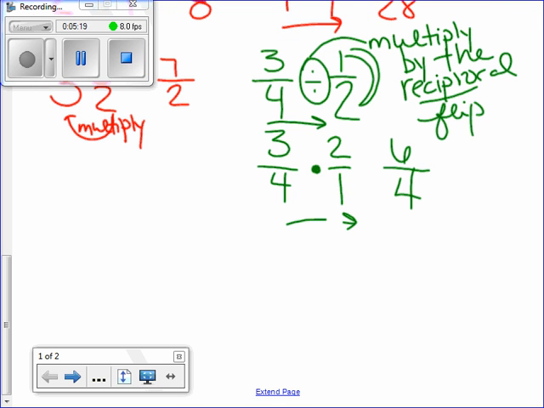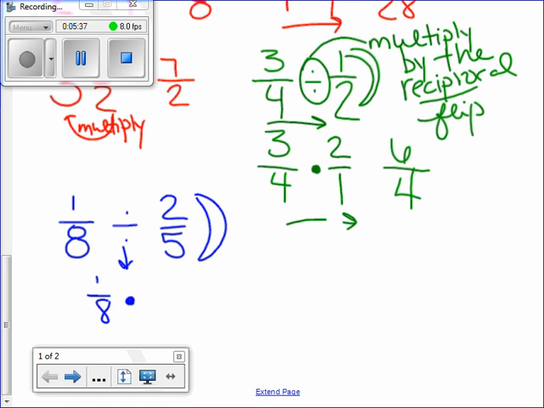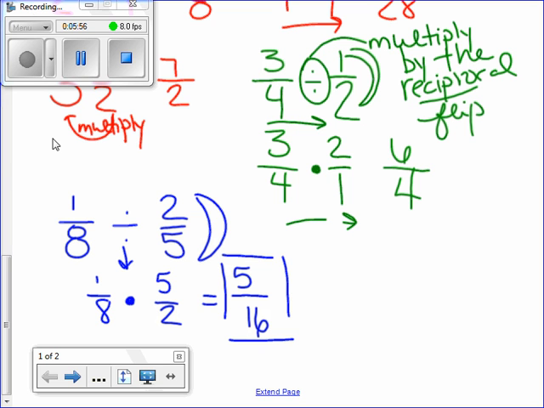Let's just do one more dividing fractions. What if I have 1/8 divided by 2/5? Okay? Keep the 1/8. Change division to multiplication. Flip this fraction to 5/2. Then I'm ready to multiply my numerators, and I get 5. Multiply my denominators, and I get 16. 5/16 is my answer. There is simplifying and multiplying and dividing fractions.